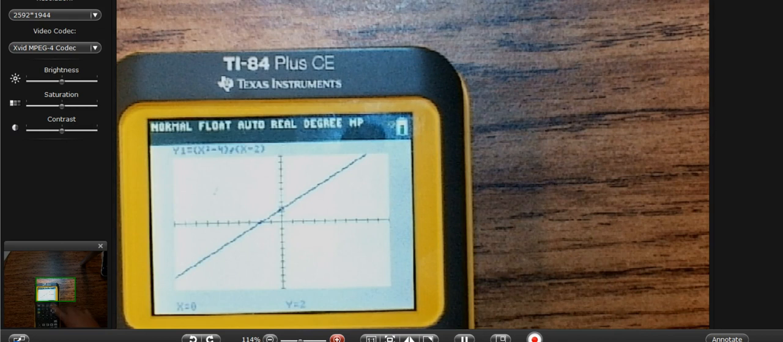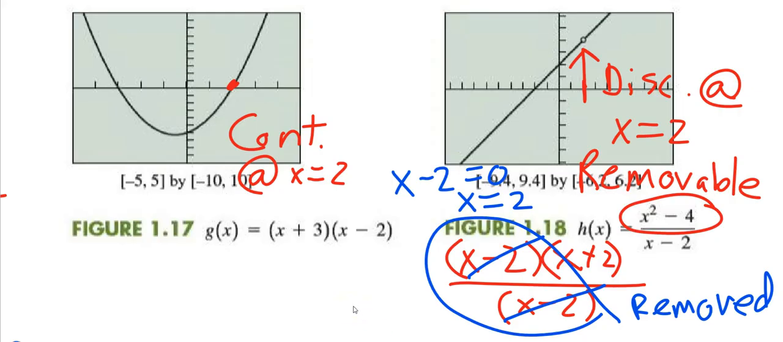You know, if I hit the trace button and typed in a 2 and hit the enter button, notice what you see next to y equals? Nothing. It doesn't even have a number to give you. Now, we could go 2.001. Yeah, it can give me a value now. I can go 1.999. I can get values. I just can't get something at 2 because it's missing. Come back to that calculator in a minute.